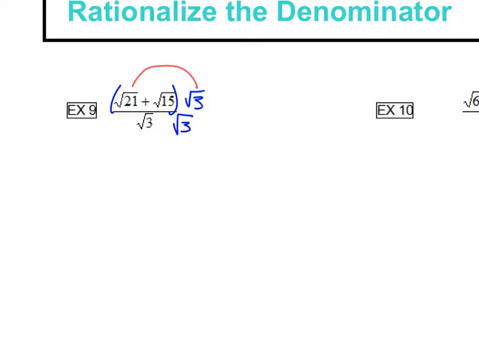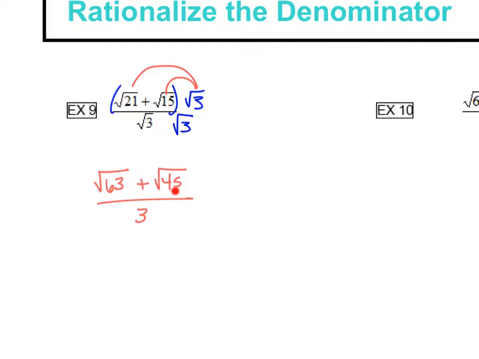So square root of 21 times the square root of 3, those are both radicals, so we can go ahead and multiply the numbers. We get the square root of 63 plus, now we're going to distribute to the 15, that gives a square root of 45. And then if you remember, the square root of 3 times the square root of 3 is just 3. So, is this simplified all the way? Is this our final answer?